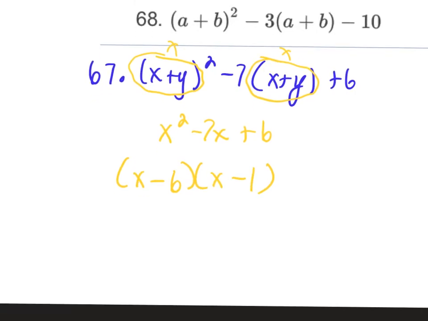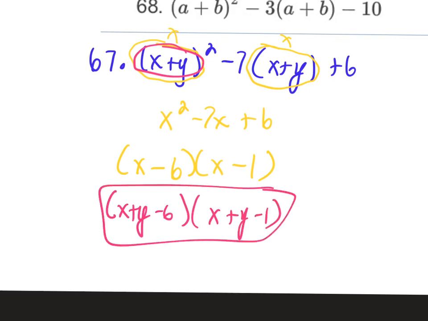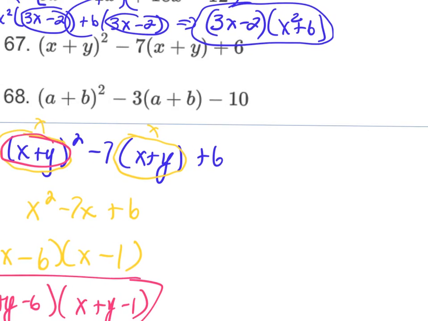Now just replace that x with whatever this expression is. So I'm going to say x plus y minus 6 and x plus y minus 1. And that's factored. Same thing you can do here on 68.